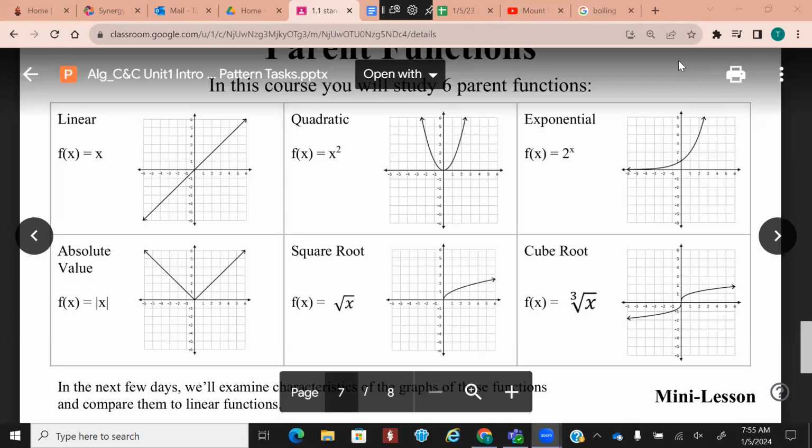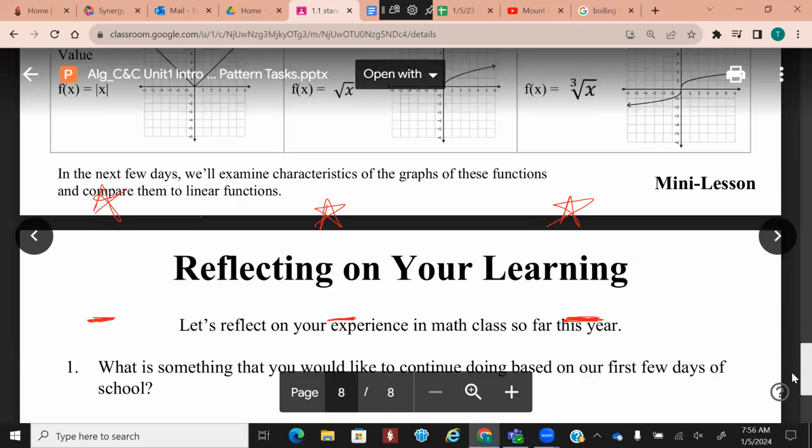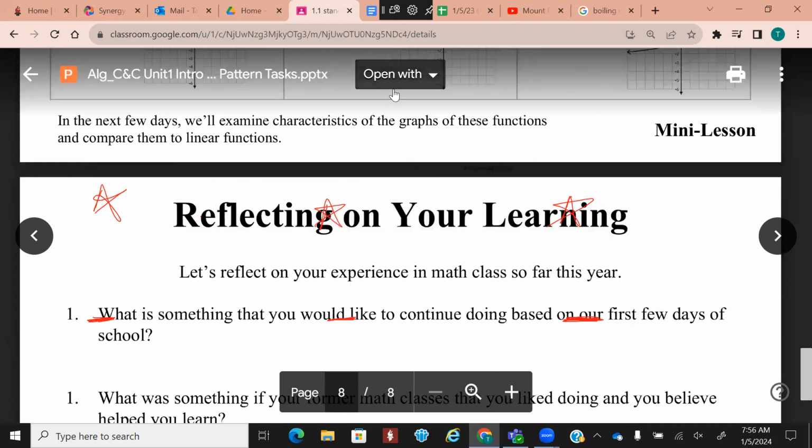Now, I don't expect you to write all of this down at all, but these are the different types of parent functions that we're going to talk about. Okay, so we just went through these 3. So we got linear, we got quadratic, and we got exponential. Now we're still going to learn about square root and cube root. And then we're going to briefly talk about absolute value. Okay, so those are the 6 parent functions that we talk about. Again, I don't expect you to have those memorized.